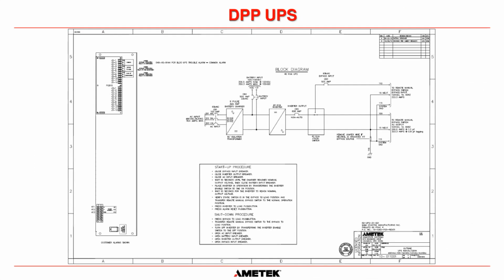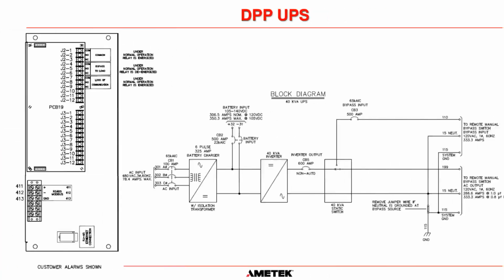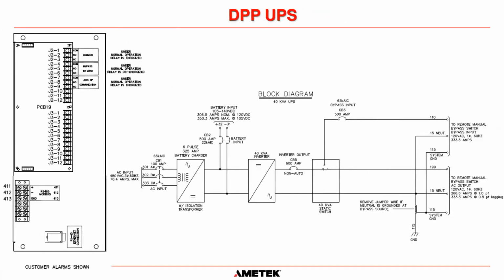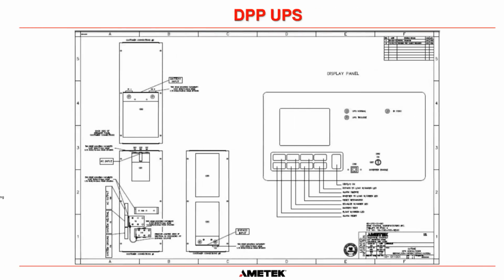And the last thing is the alarm connections. Okay, so there are the alarm connections. And once again, I'm going to give you a better picture of that when we get to how to connect the alarms to your DCS system. And there's a blown up picture of it. So you can see on this system here, they had a common alarm, a bypass to load, and a loss of communications. And these are the terminal points that you would connect your cable to.